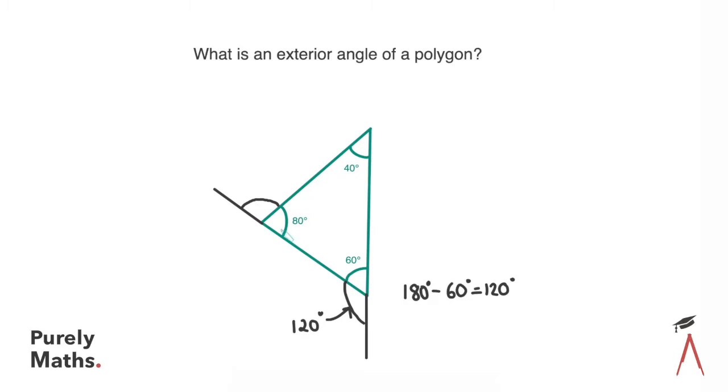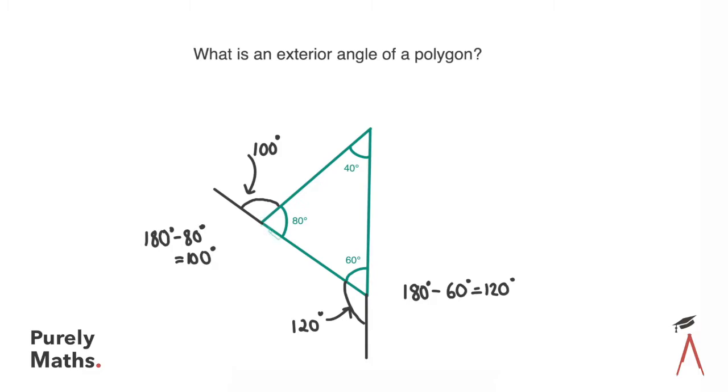Again, it lies on a straight line with this interior angle, so these two must add up to make 180 degrees. So to work out the size of that exterior angle, I would just need to do 180 degrees minus 80 degrees, which is equal to 100. So this angle here is 100 degrees.